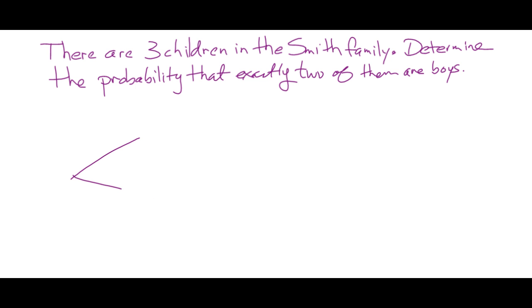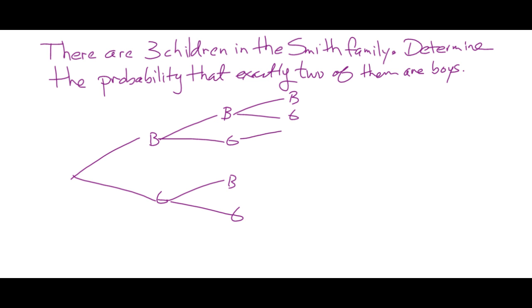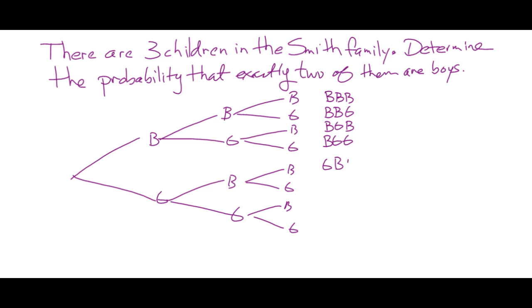Okay, so first child could be a boy, could be a girl. First one's a boy, second one, boy or girl. First one's a girl, second one's a boy or a girl. First 2 are boys, third one's a boy or a girl. Follow each branch. So this is boy, boy, boy. Boy, boy, girl. Boy, girl, boy. Boy, girl, girl. Girl, boy, boy. Girl, boy, girl. Girl, girl, boy.